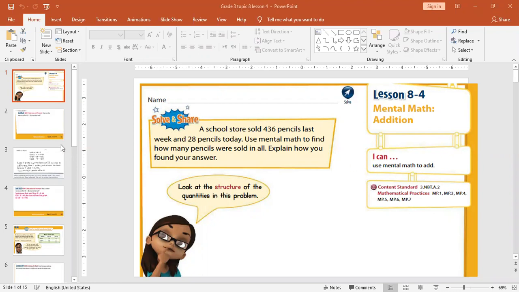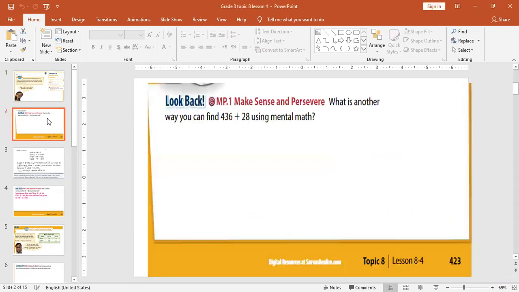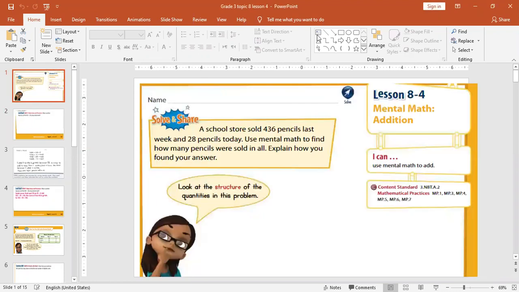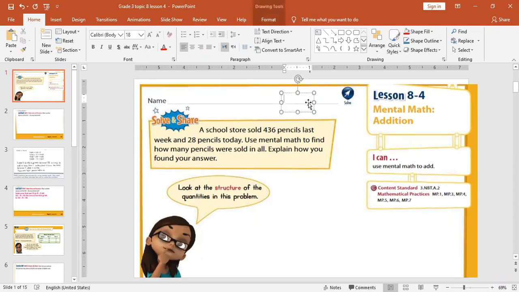So here in page 423, let me write it here for you. A school store sold 436 pencils last week and 28 pencils today. Use mental math to find how many pencils were sold in all. Explain how you found your answer.